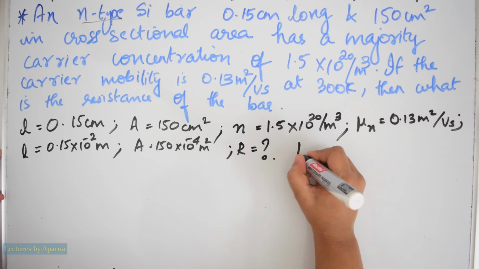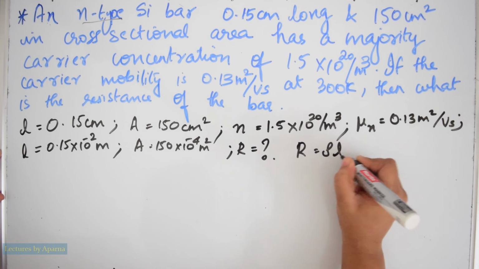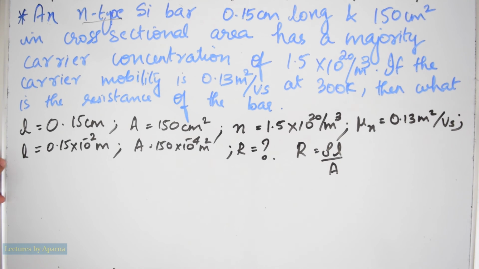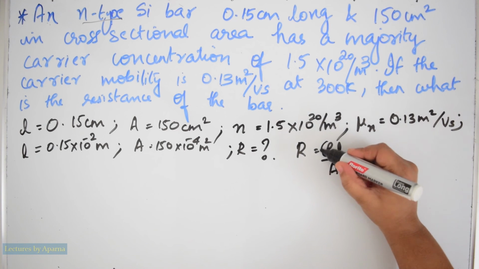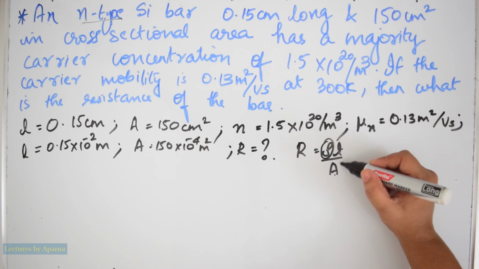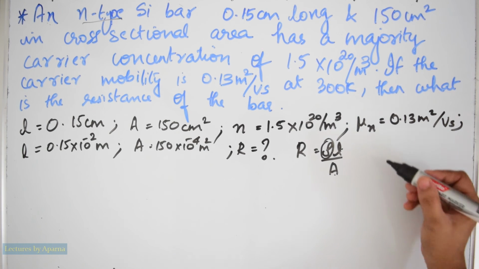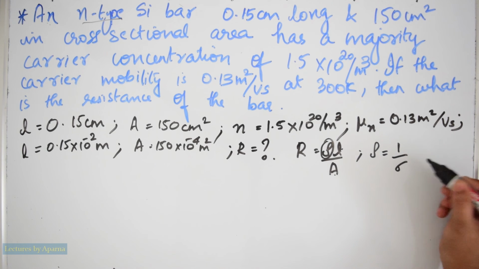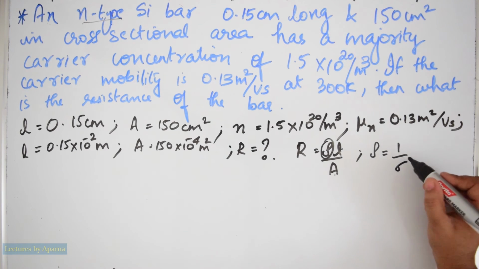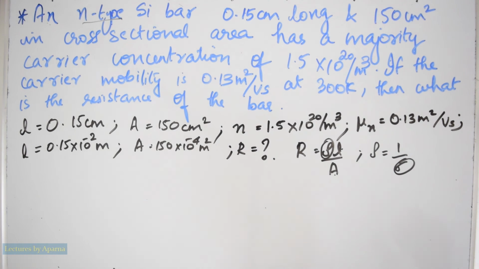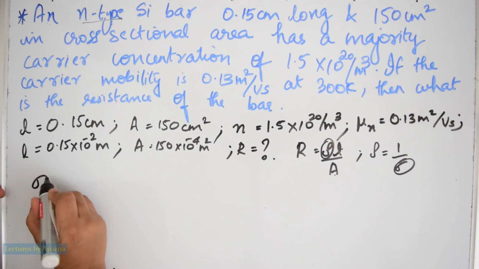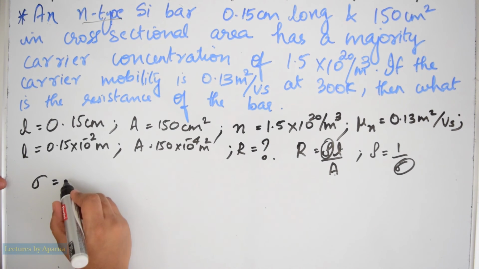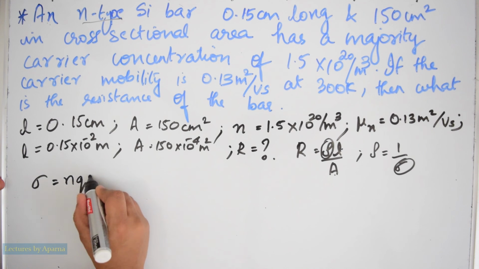What is the equation for resistance? R is equal to rho L by A. So we know L and A. We have to find resistivity. What is resistivity? Resistivity is 1 by conductivity. So we have to find conductivity. What is the equation for conductivity? Conductivity is equal to N Q into mu n.